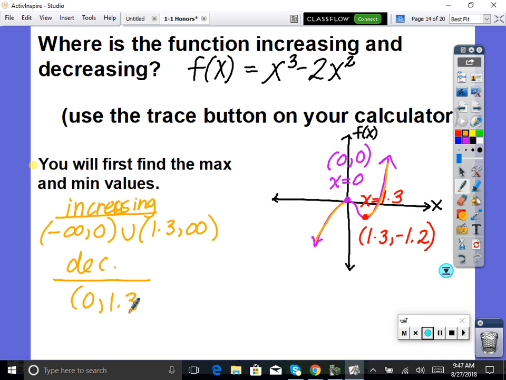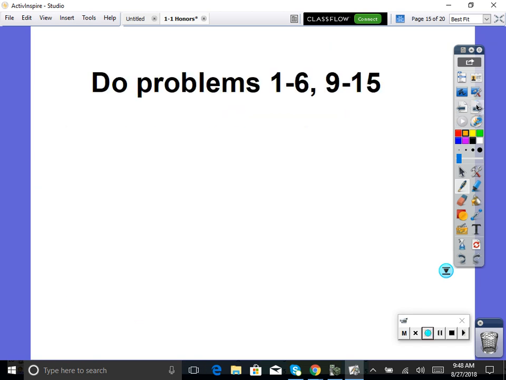And it's not too bad. You just have to know how to use your calculator. It's not that it's hard math, it's just the calculator can be kind of hard. Okay, practice that. So if it asks you for increasing and decreasing, you're going to need to use your calculator to find where the turning points are so you can actually answer it. There's the problems. I'm going to give you a while to work. Ready, go.